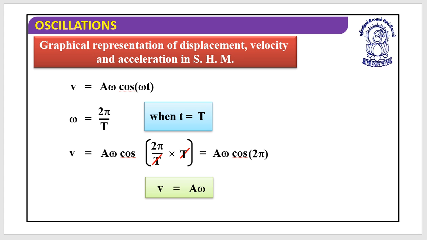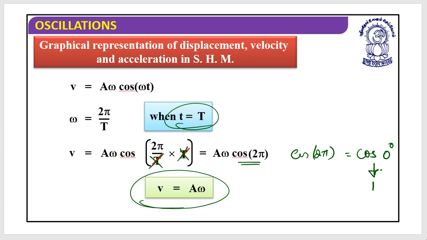From this, at the last instant, it's t is equal to capital T. So this T and this T cancel, and I am left with cos 2 pi, and cos 2 pi is the same as cos of 0 degrees, which will give me 1. So this is V equals A omega. I hope this is clear.